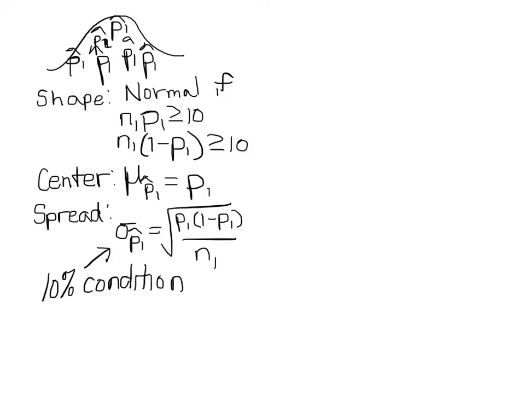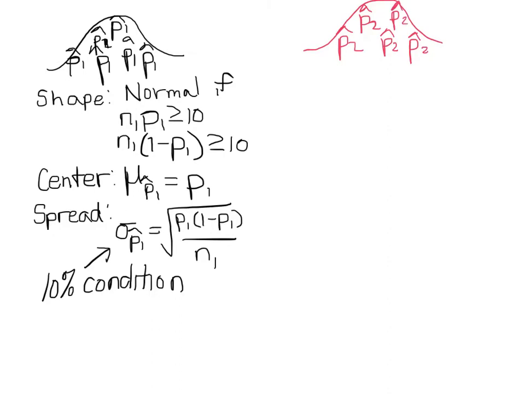Okay, so that's P1. Now let's look at another one. Let's say we have a second population that we're going to call P2, and from it I take all the possible samples that I could take, and from each one of those samples I calculate a sample proportion.